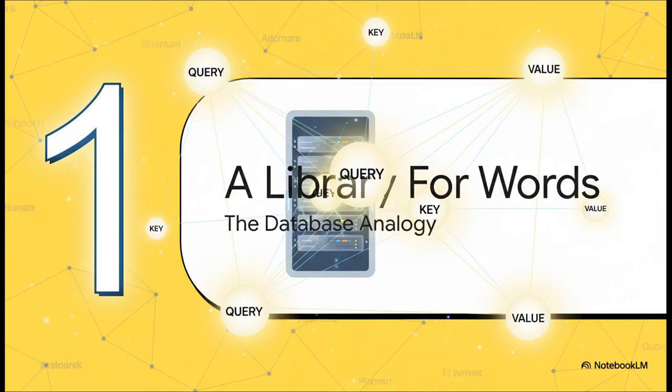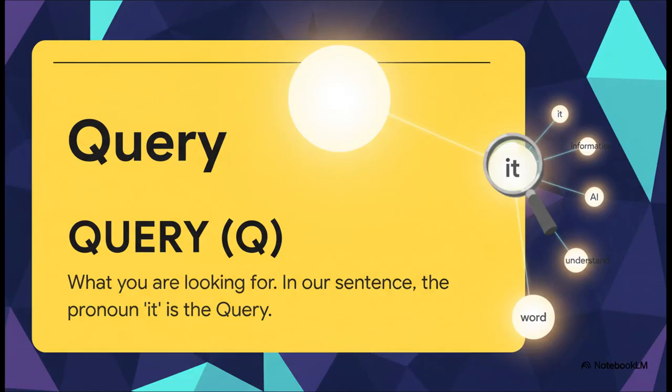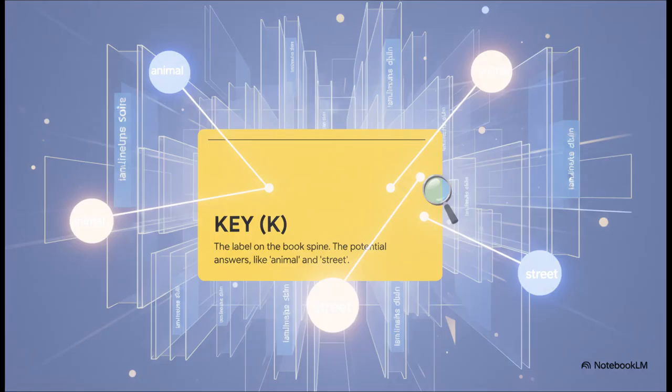Well, the solution is this really elegant system called the attention mechanism. And honestly, the best way to get your head around it is to think of it like a super smart library database. It all works with three core concepts: a query, a key, and a value. Okay, so first up, we have the query. The query is just what you're looking for. It's the question you're asking. In our sentence, the word it is our query. The AI is basically asking, hey, what on earth is this it thing referring to? I need more info.